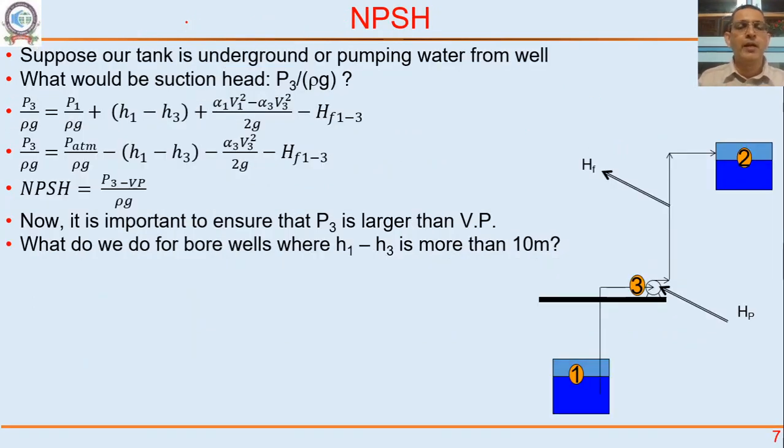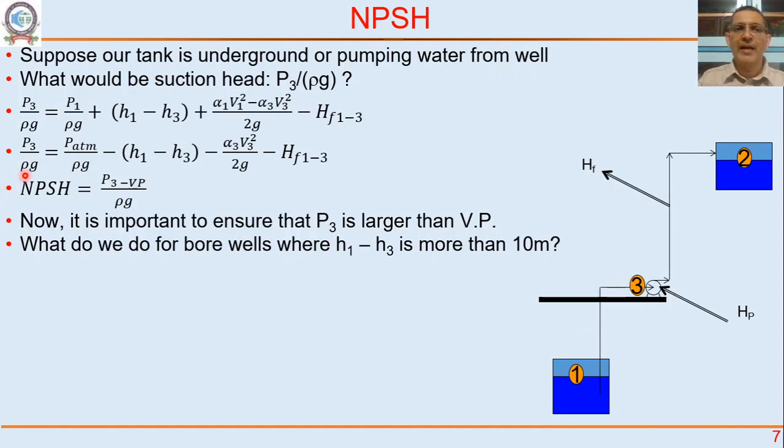Let's go forward. This is again related to NPSH. Suppose we have a tank system like this. We want to transport water from, let's say, an underground tank, or it can be a bore well, through this pump to an overhead tank, right? Now if I apply the Bernoulli equation between 1 and 3, I will see that P3 by rho g is P atmospheric by rho g, the pressure at 1, minus H1 minus H3 minus alpha 3 V3 square by 2g, minus the head loss between 1 and 3.